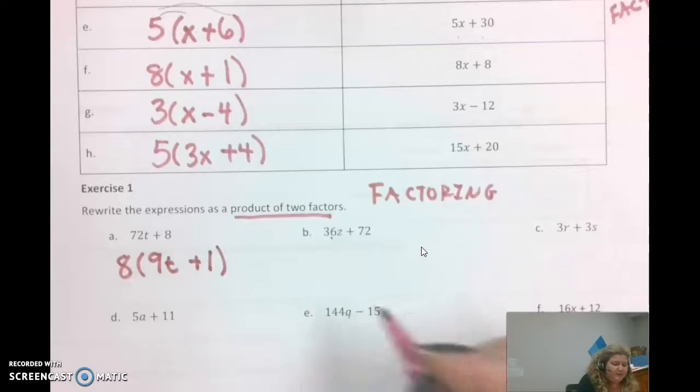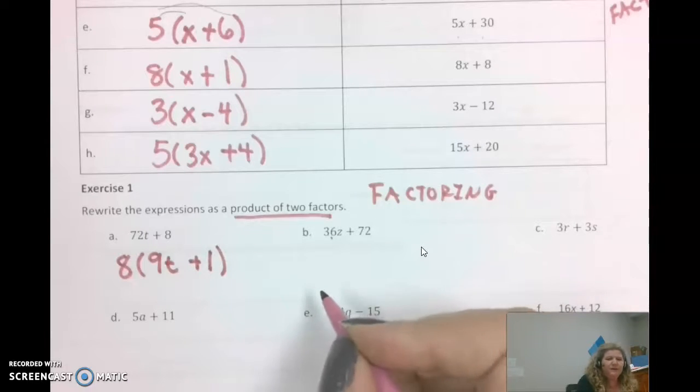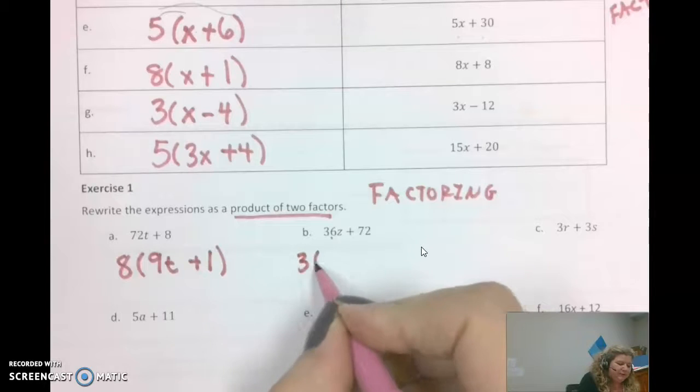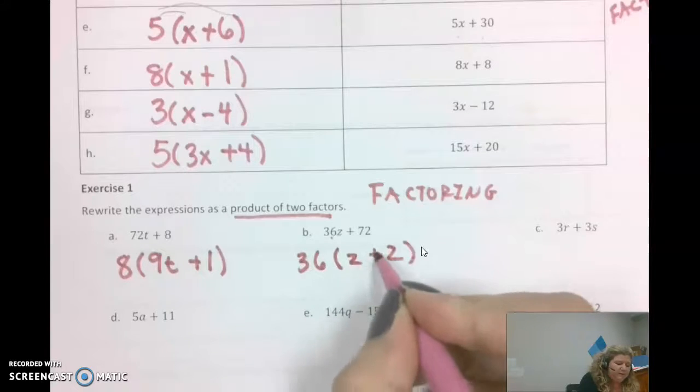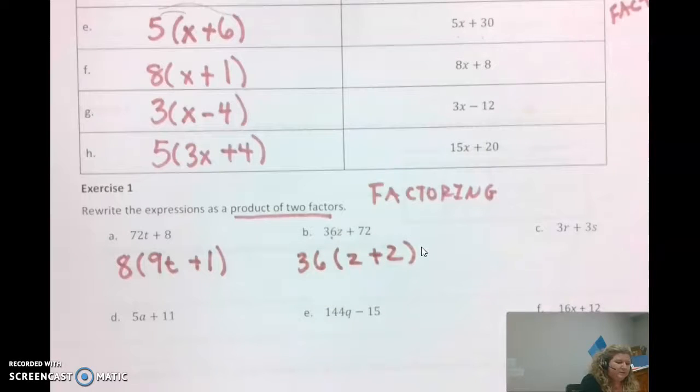36 and 72, they have lots of factors in common. I'm going to select the largest one I can think of, which is 36. And then divide each of those by 36.